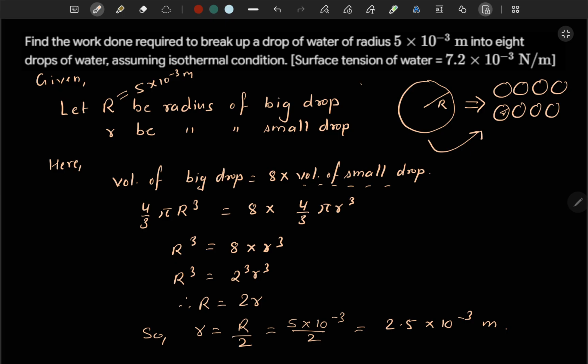So first we have calculated the radius of the small drop, and now since one drop is broken into 8 drops, there will obviously be a change in area, surface area. So first we will calculate the area of the bigger drop and then the smaller drops.